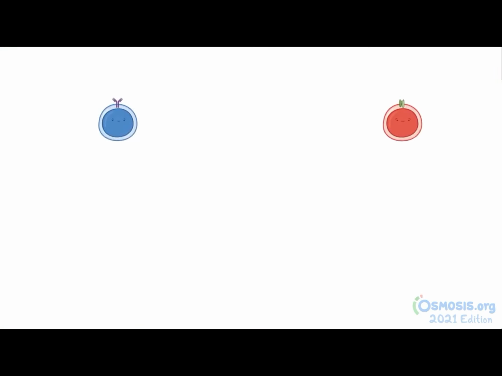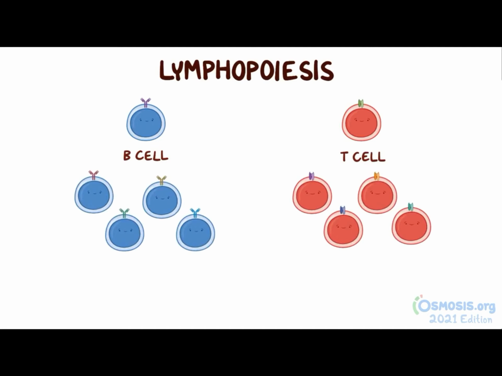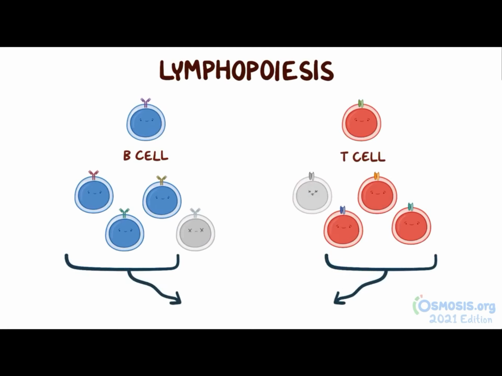Now, the key cells of the adaptive immune response are the lymphocytes, the B and T cells, which are generated during lymphopoiesis. Lymphopoiesis has three goals. First, to generate a diverse set of lymphocytes, each with a unique antigen receptor. Second, to get rid of lymphocytes that have receptors that are self-reactive, meaning that they'll bind to healthy tissue. And third, to allow lymphocytes that aren't self-reactive to continue maturing into secondary lymphoid tissue.